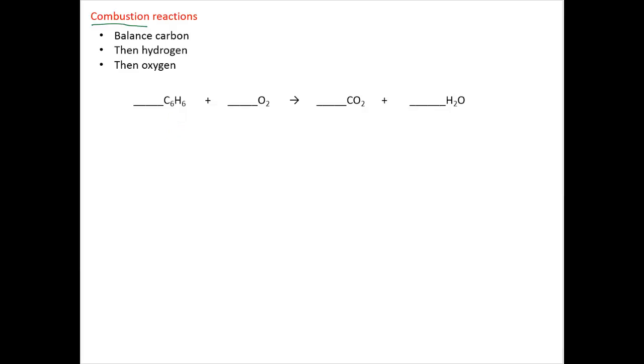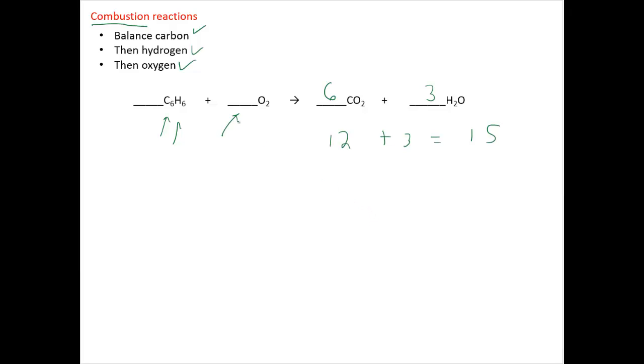Okay, so the first thing I do in a combustion reaction, if you follow these steps, it's going to make it easier. First thing I do is I balance carbon. I notice that I have 6 carbons on this side, so I'm going to need 6 over here. Then I balance hydrogen. I've got 6 hydrogens over here. I'm going to put a 3 here, and that would give me 6 hydrogens. Then I'm going to look at oxygen. I've got 12 oxygens there, plus 3 oxygens, a total of 15 oxygens.